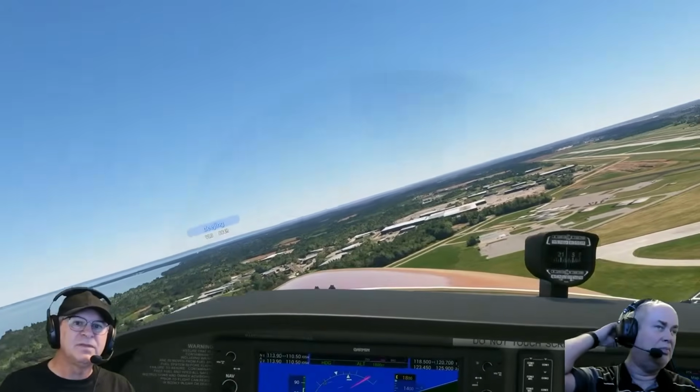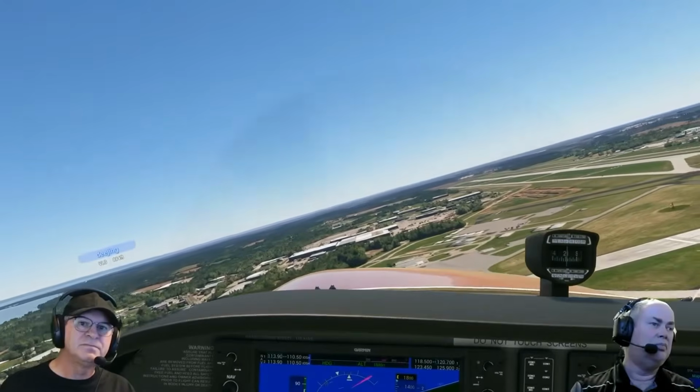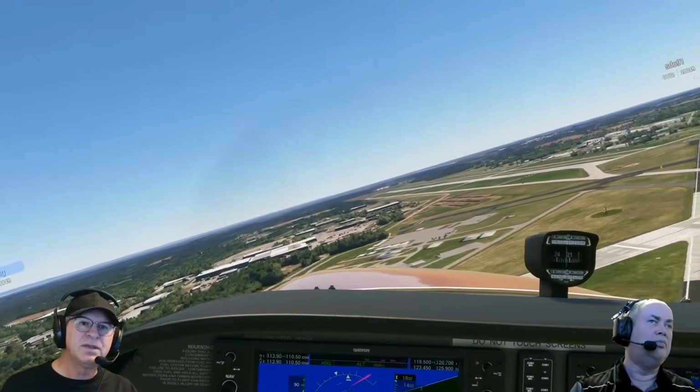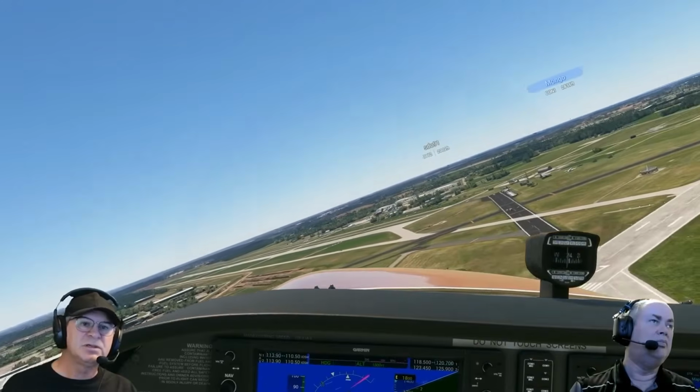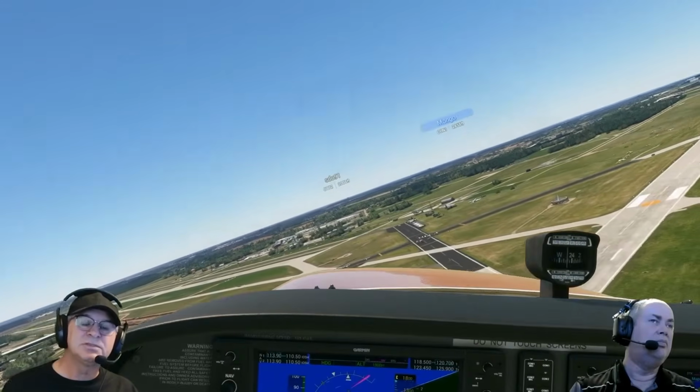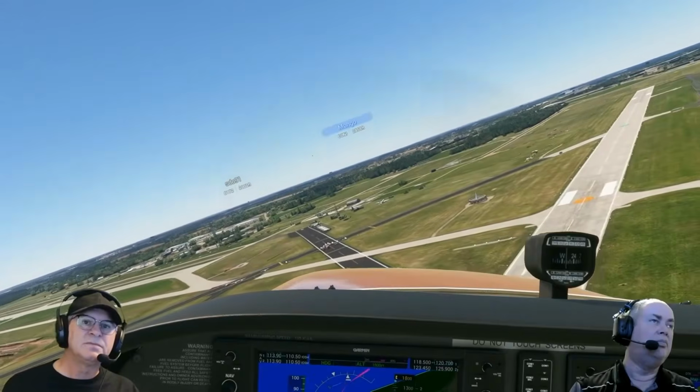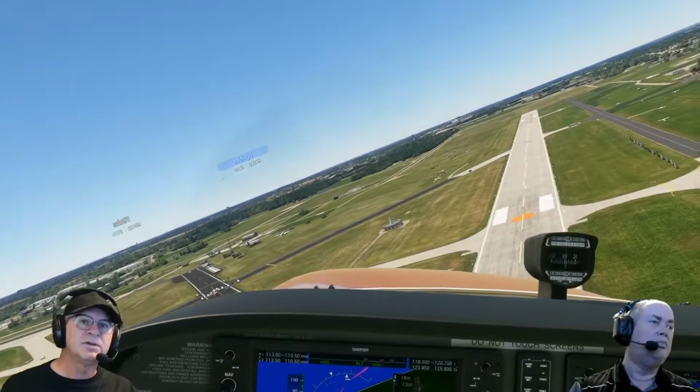Big Ford, Roger. Make a right base for runway 27, report a 2 mile final. What color dot did he give us, you guys? Over, report 2 mile final. Big Ford. Wasn't it green? See? Should pay attention. Going for green.